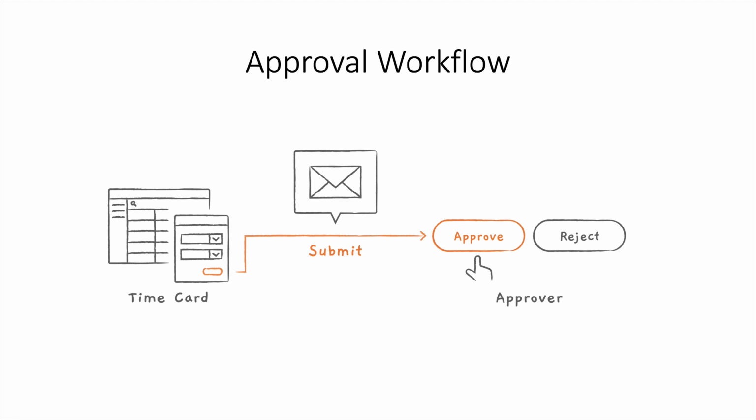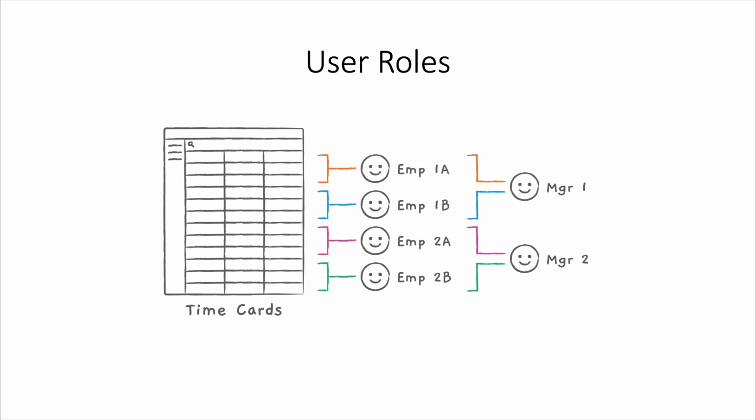Our application will also have a very simple approval workflow. When a time card is submitted by an employee, an email will be sent to their approver. From that email, the approver can click on a link to go to the application and approve that request. Our application also has two user roles, the employee role and the manager role. Employees can submit time cards for their managers to approve. Managers can log into the system and see all of their employees' time cards.